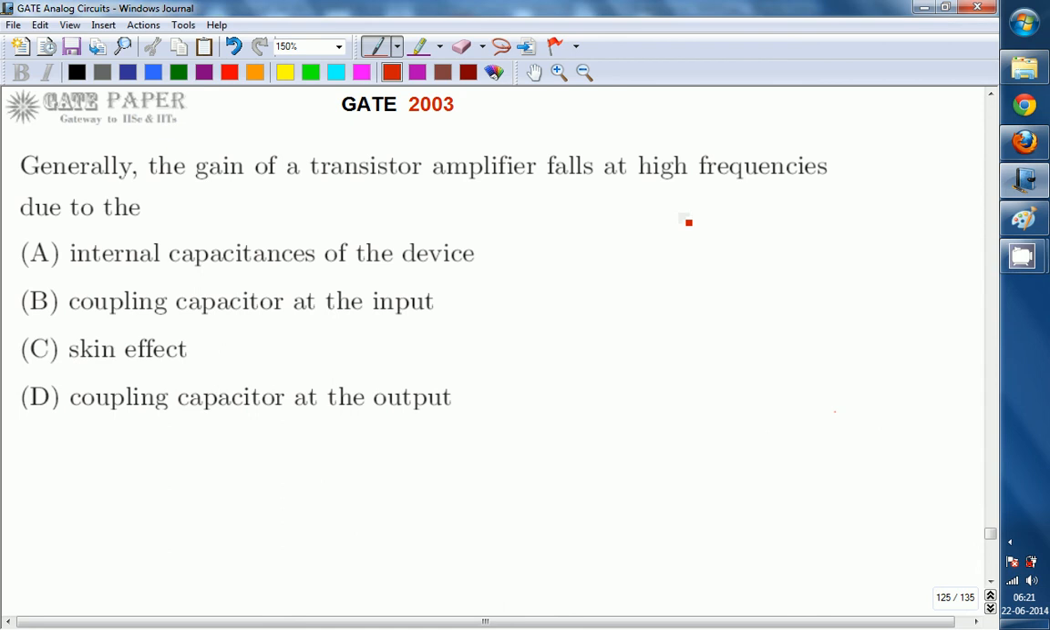Hello, we are discussing the GATE 2003 ECE paper, and this question is related to analog circuits. Generally, the gain of a transistor amplifier falls at high frequencies due to: A. Internal capacitances of the device, B. Coupling capacitor at the input, C. Skin effect, D. Coupling capacitor at the output.